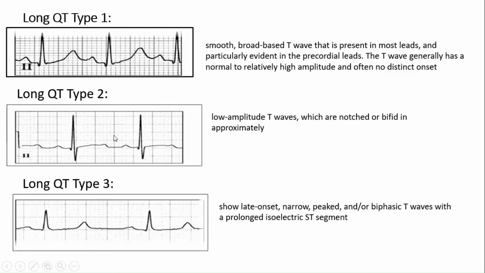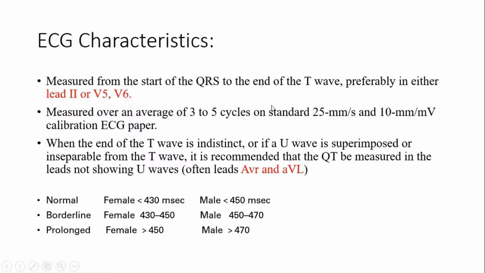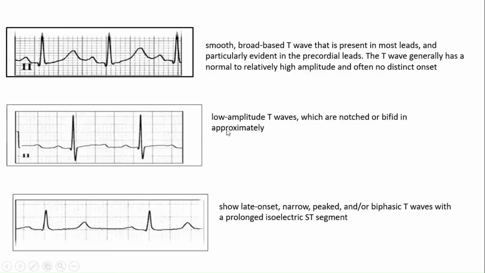Long QT2, most likely in our case it was long QT2. You can go back and see this. See the notching over here. You see the long QT2 notching. If a notch occurs in the T waves, this is long QT2. The amplitude will be low, with a notch or bifid T wave, just like in our case.